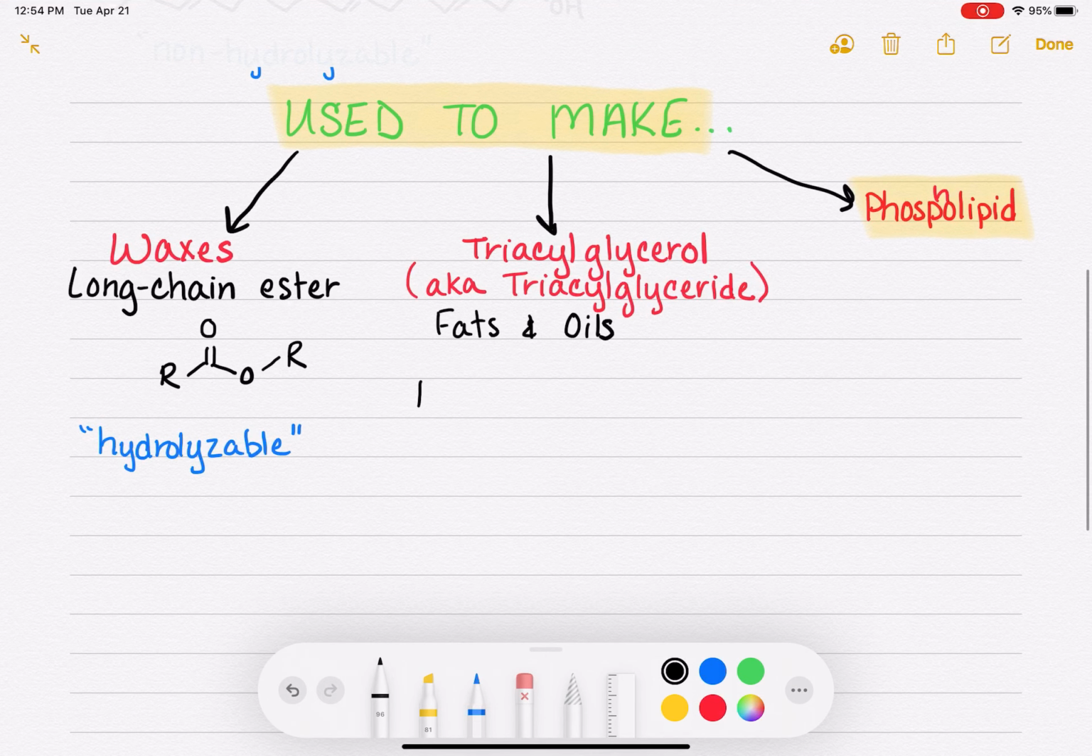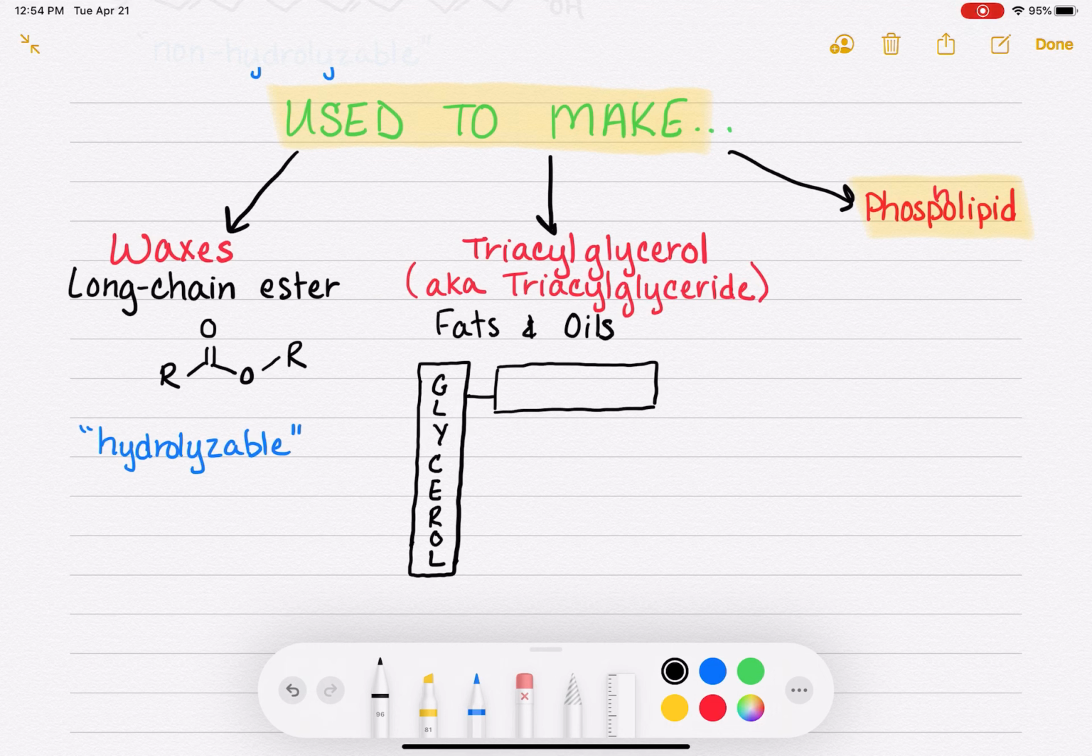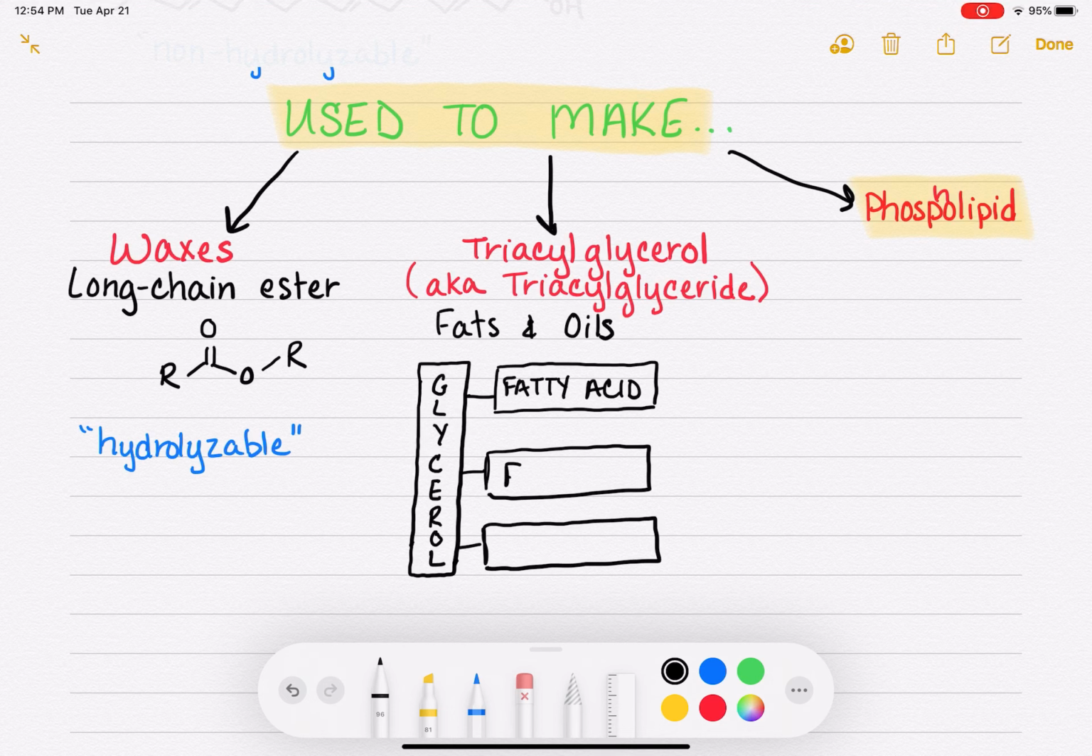All fats and oils have what we call a backbone. So this is, I'm just representing by a rectangle here. When we get to the fats and oils section, we're gonna draw the structure of this guy out. But this backbone we call glycerol. It's a type of molecule. And this glycerol backbone has got three things attached to it. They're gonna hang out to the side like this. And these three things are all fatty acids. I'm just going to abbreviate FA for the other two.